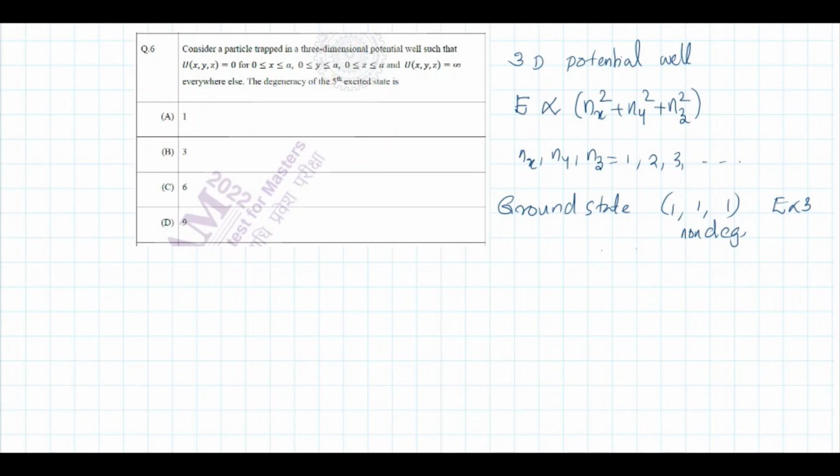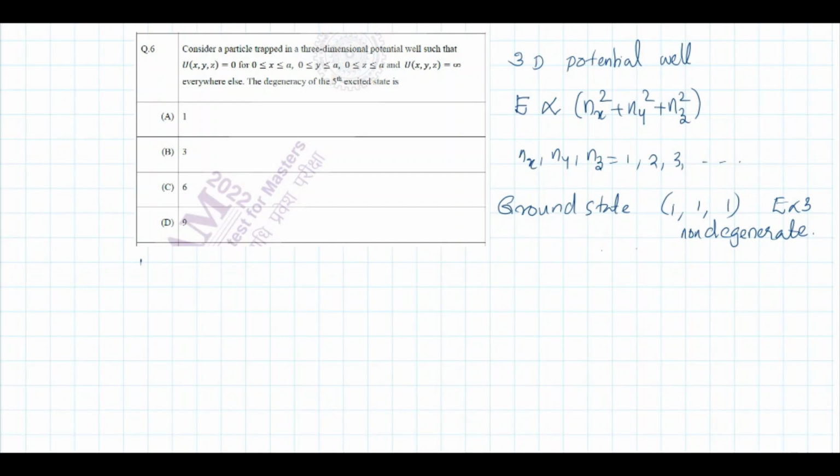What is the meaning of degeneracy? Degeneracy is the number of states which have the same energy value. For energy proportional to 3, there is only one state. That is the meaning of a non-degenerate state. The proportionality constant is irrelevant. In order to find the degeneracy, we just wanted to know this dependence.